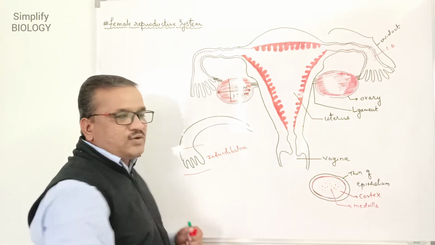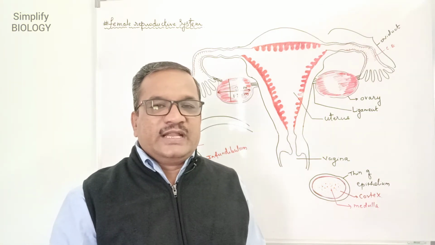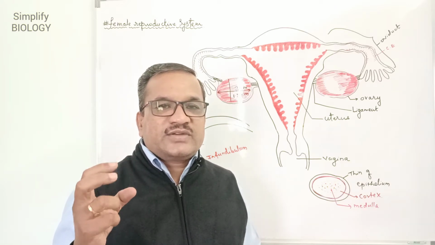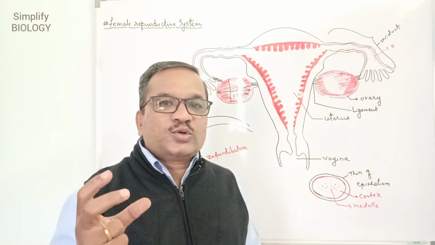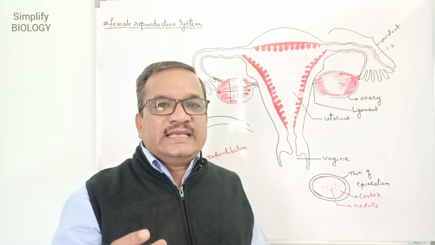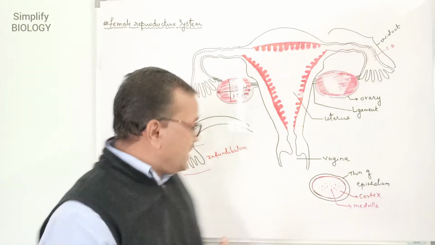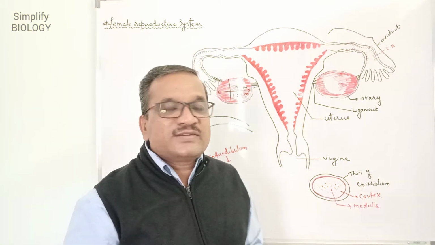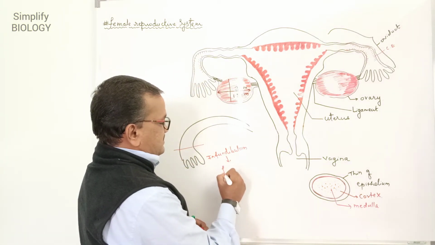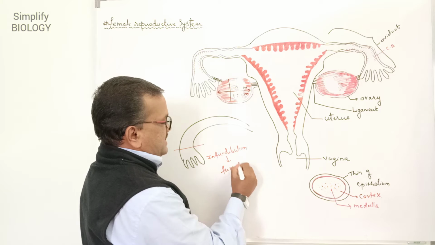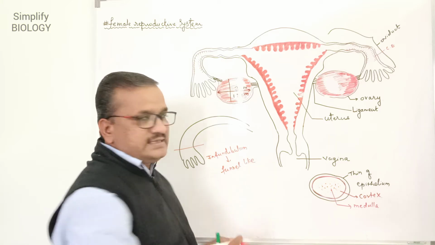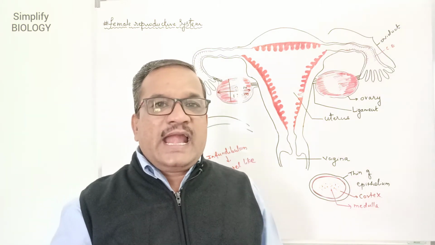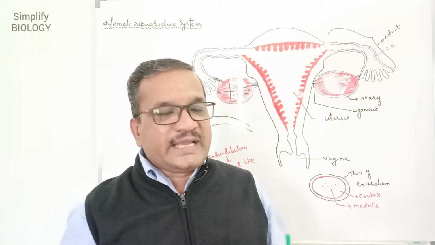This part is called what? It is called infundibulum. If you see the structure of the infundibulum, you will come to know that it is funnel like. How is the structure of this infundibulum? It is a funnel like structure, and the edges have finger like projections.